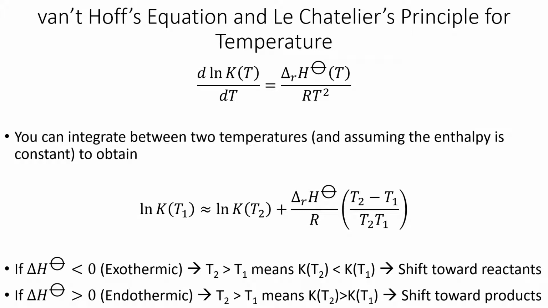Now, Van Hoff's equation and the Le Chatelier principle for temperature. We've just derived this equation, and what you can do is integrate between two fixed temperatures, and if you assume that the enthalpy is constant, you can obtain the following equation. Log K at temperature 1 is approximately that of log K at temperature 2 plus delta Rh on R multiplied by this temperature term. And what's very important to note is if delta H is less than 0, you have an exothermic reaction. That means that T2 is higher than T1, and it implies that K at temperature 2 is less than K at temperature 1, which means a shift towards reactants. And you get the opposite case when delta H is greater than 0, and hence you have an endothermic reaction.